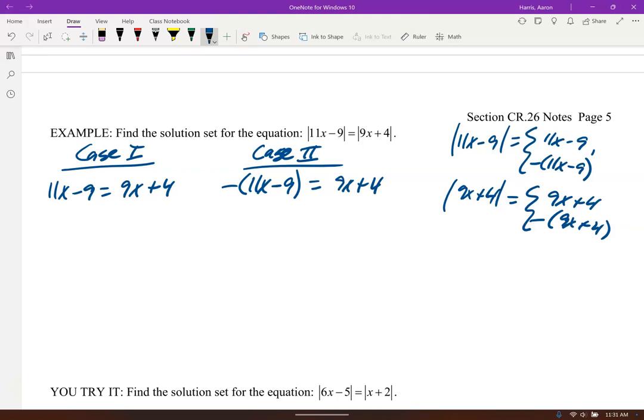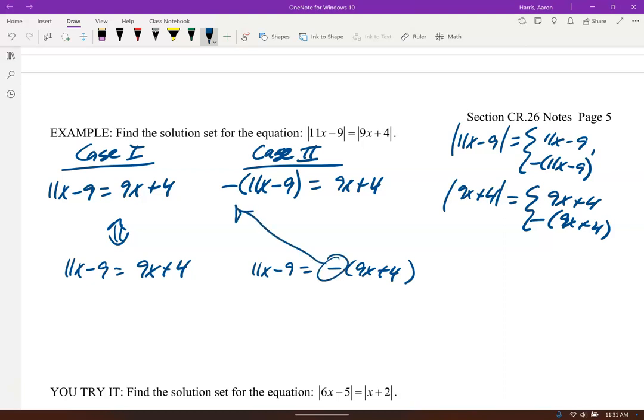And actually what that does is it takes care of every scenario. So you could also do 11x minus 9 if you left that alone and then you did the case 1 with 9x plus 4. Well, these are the same. And then you leave the 11x minus 9 and you do the case 2 with the 9x plus 4. Well, the only difference is the negative is on that side, but these are also the same. So I don't need to do case 3 or case 4, if you will. I just got to do the first two.